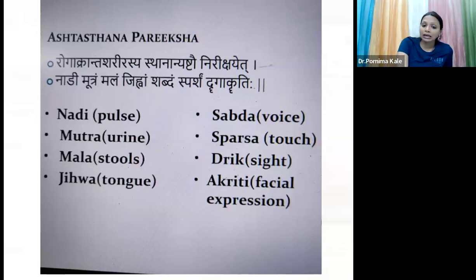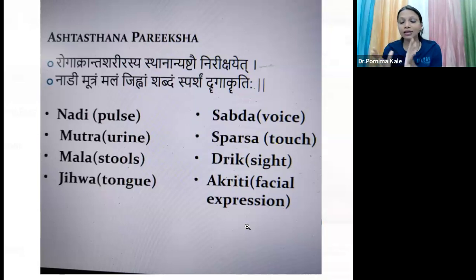Okay, akriti, again what I told you: एकदम से weight gain, एकदम से weight loss. Sudden weight gain, sudden weight loss.